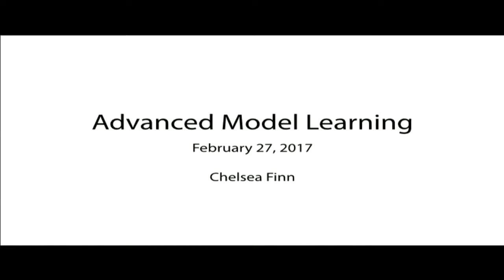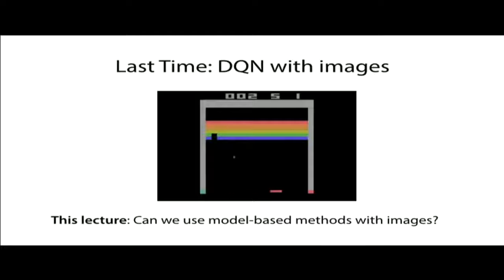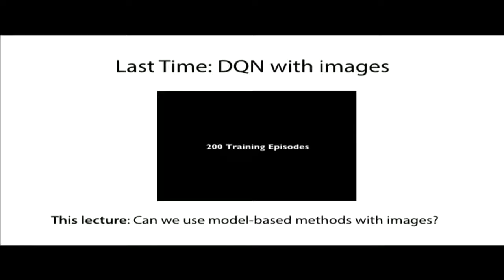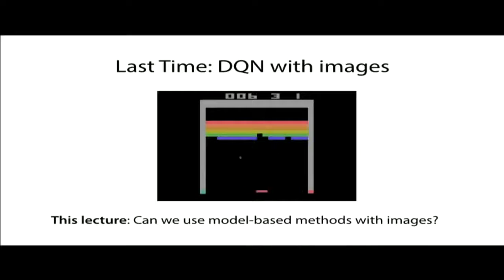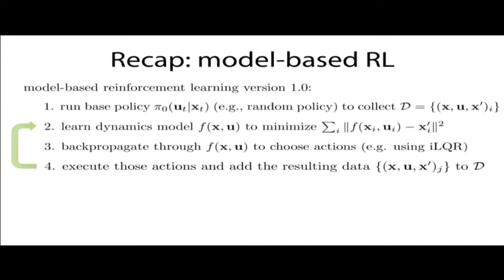So this lecture will be talking about advanced model learning, kind of going back to some of the stuff that we talked about a few weeks ago with model learning, but scaling it up and making it more advanced. Last time, John talked about DQN with images and how we can really scale these reinforcement learning methods to work with raw, high-dimensional inputs like images. In this lecture, we're going to be talking about whether we can use model-based methods rather than model-free methods with images and really scale those up.